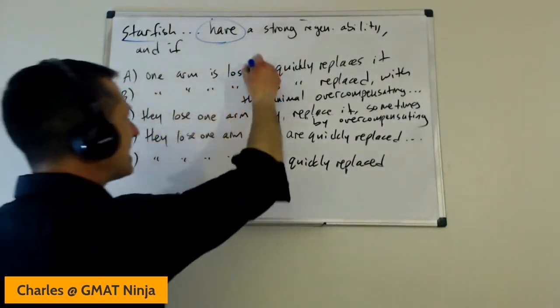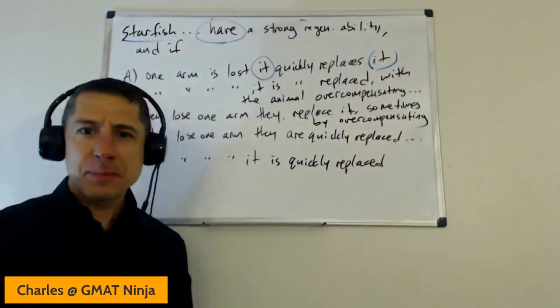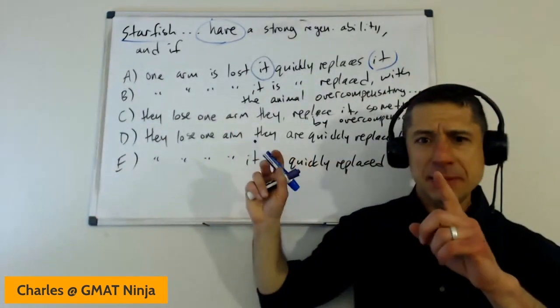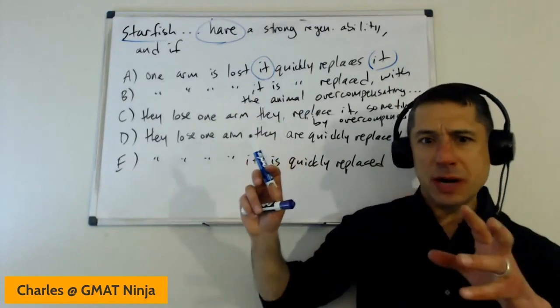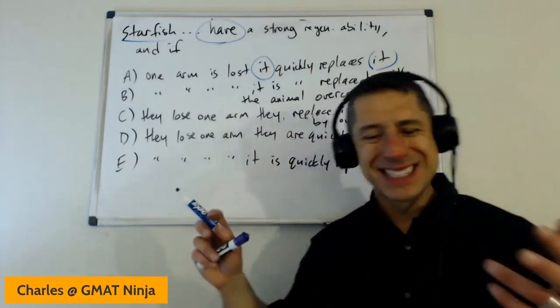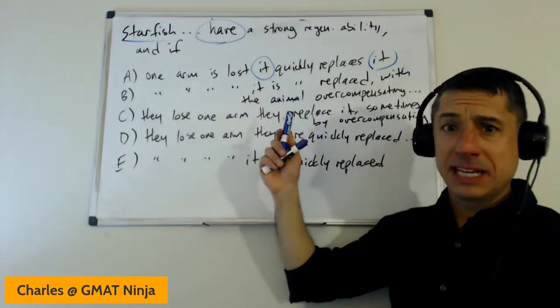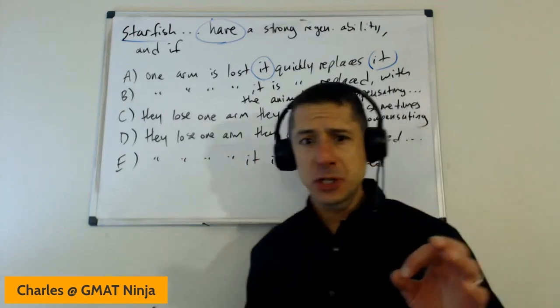Anyway, A, one arm is lost. It quickly replaces it. We can debate whether the repeated it referring to different things is a problem. That's actually something that comes up quite a bit in the forums. People will ask, can I use the same pronoun twice in the same sentence to refer to different things? Context dependent. I don't think it's an absolute rule that that's a problem inherently. If it causes confusion, you might have an issue. I don't want you to be too rigid about it.